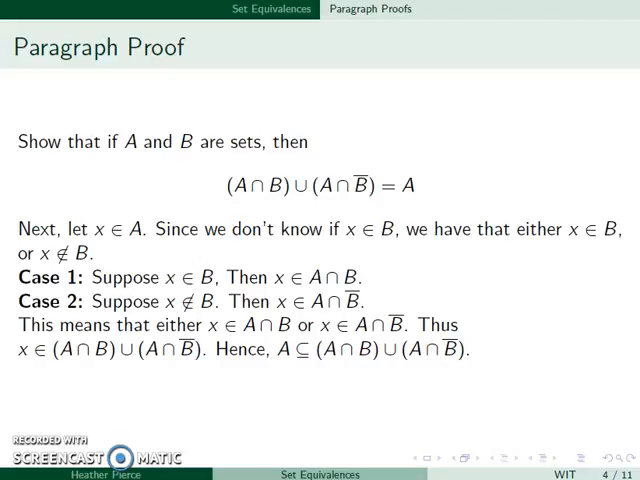So now we've shown that A is a subset of A intersect B union A intersect B bar. And this shows that the two sets are equal. So for a paragraph proof, you let X be an element in one side, show it has to be contained in the other side, and then you switch.